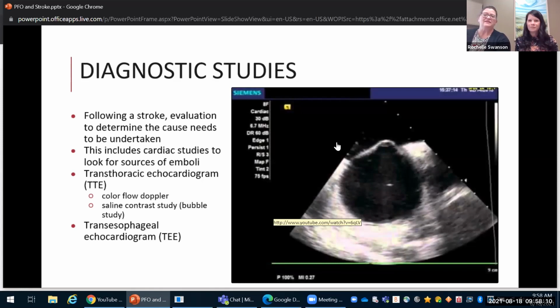Well, there's the picture of it. I don't know if you can see the mouse on the screen or not, but you can kind of see in the left atrium, and then when it contracts, the bubbles are going to pass through here if you have that PFO.